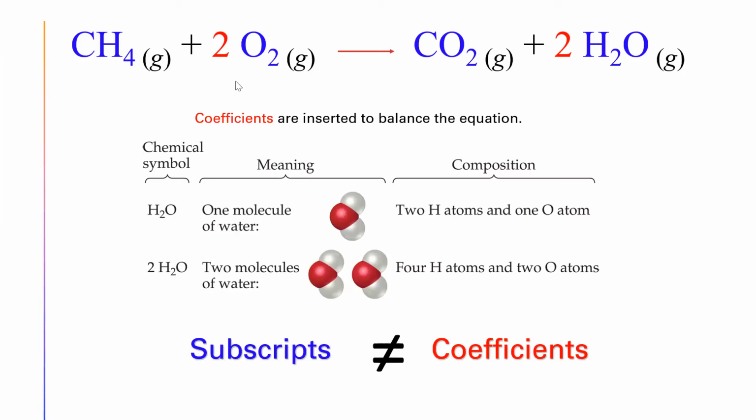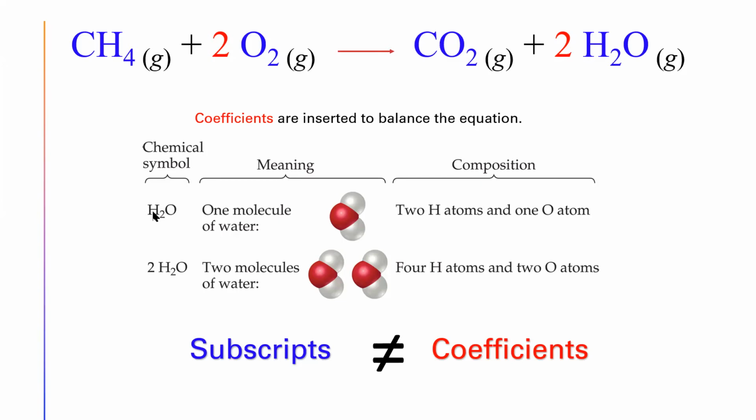From this, we will know that subscripts are not equal to coefficients. Subscripts are different from coefficients. Subscripts are this, and this, and then the coefficient is this. This is the subscript. So subscripts show us the amount of atoms.